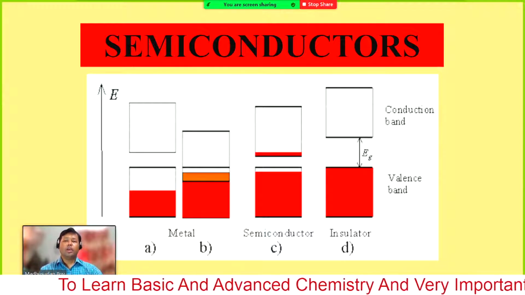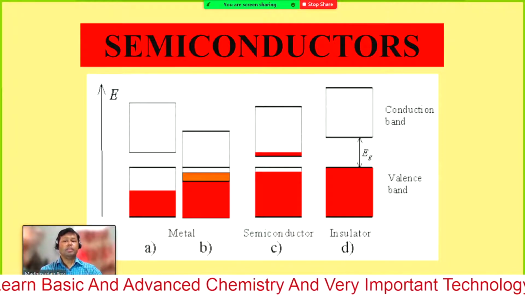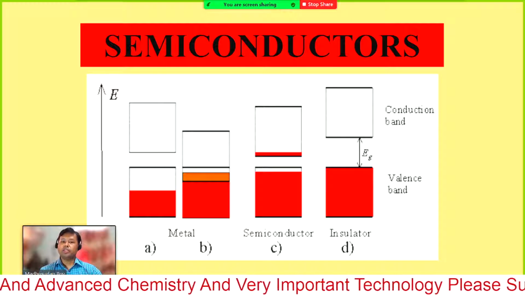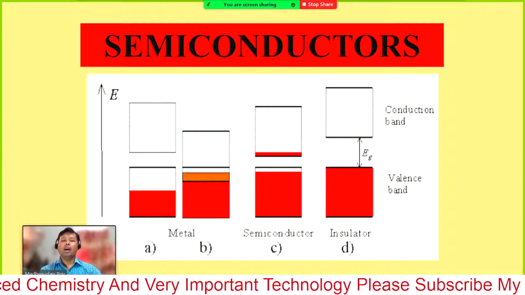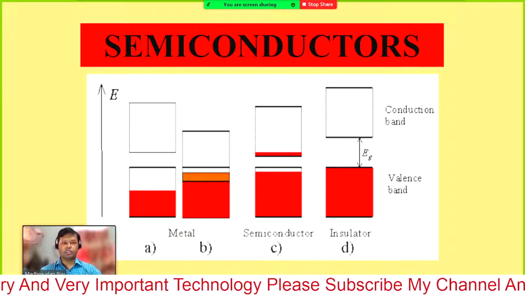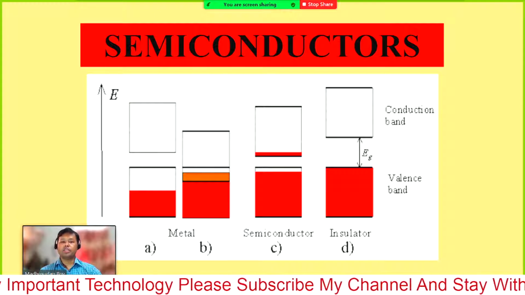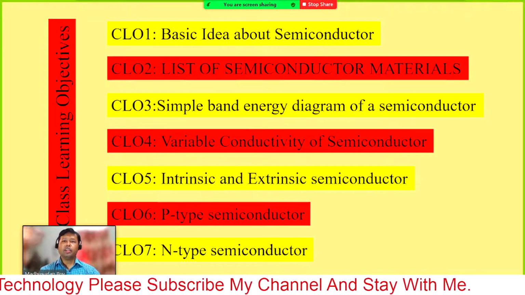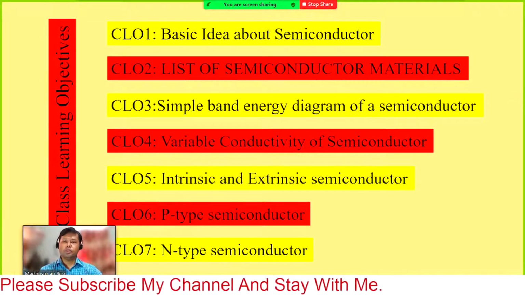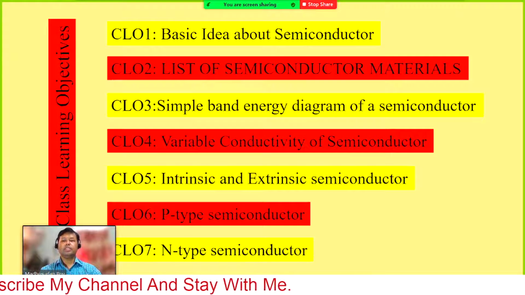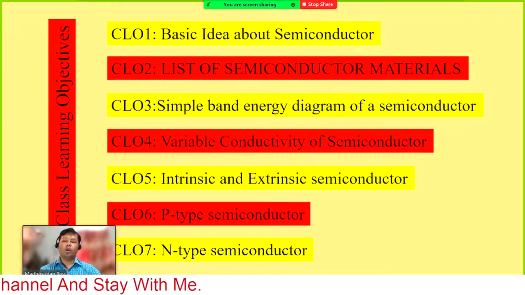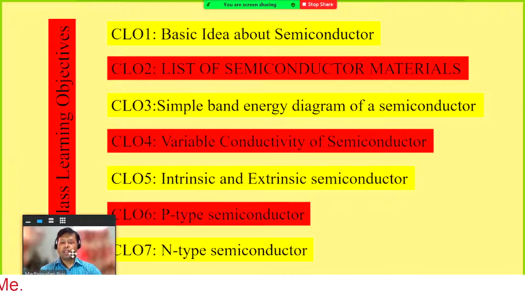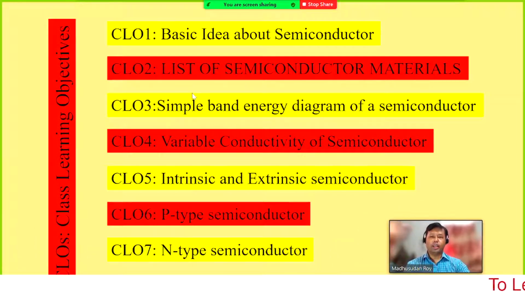Today we are going to learn about semiconductors. That means what is a semiconductor, what are the properties, how we can generate semiconductors, and the different types of semiconductors. So let's see what our objectives of today's class are. That means class learning objectives, or CLOs. We have several CLOs today, at least 7.